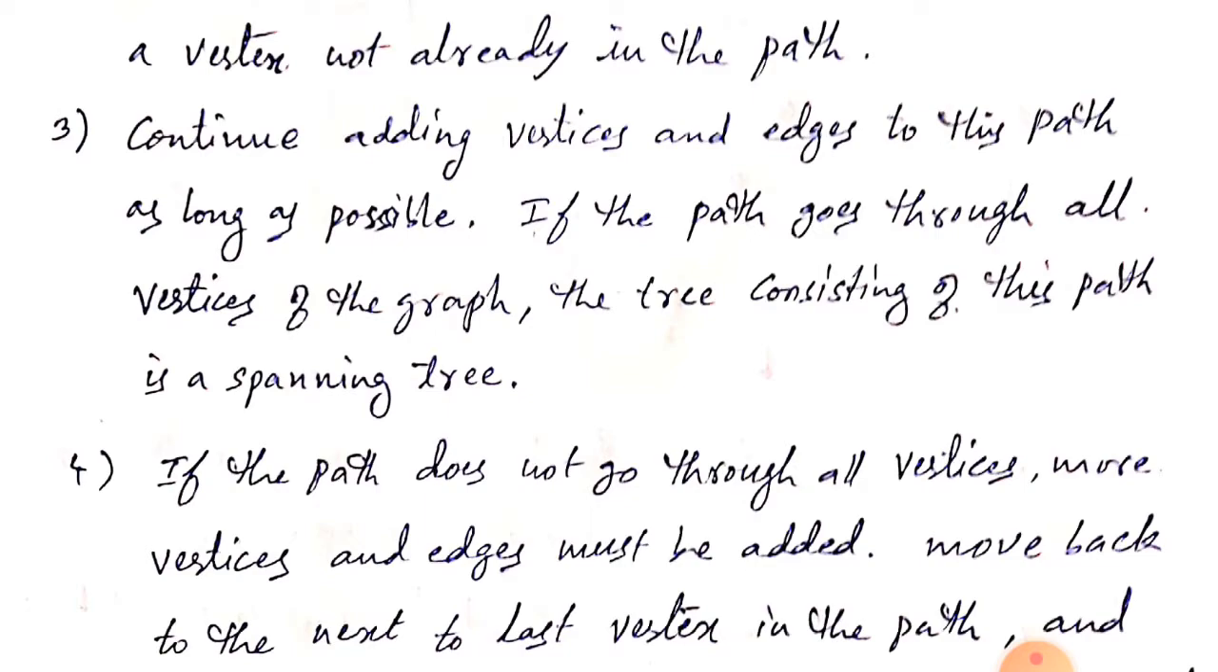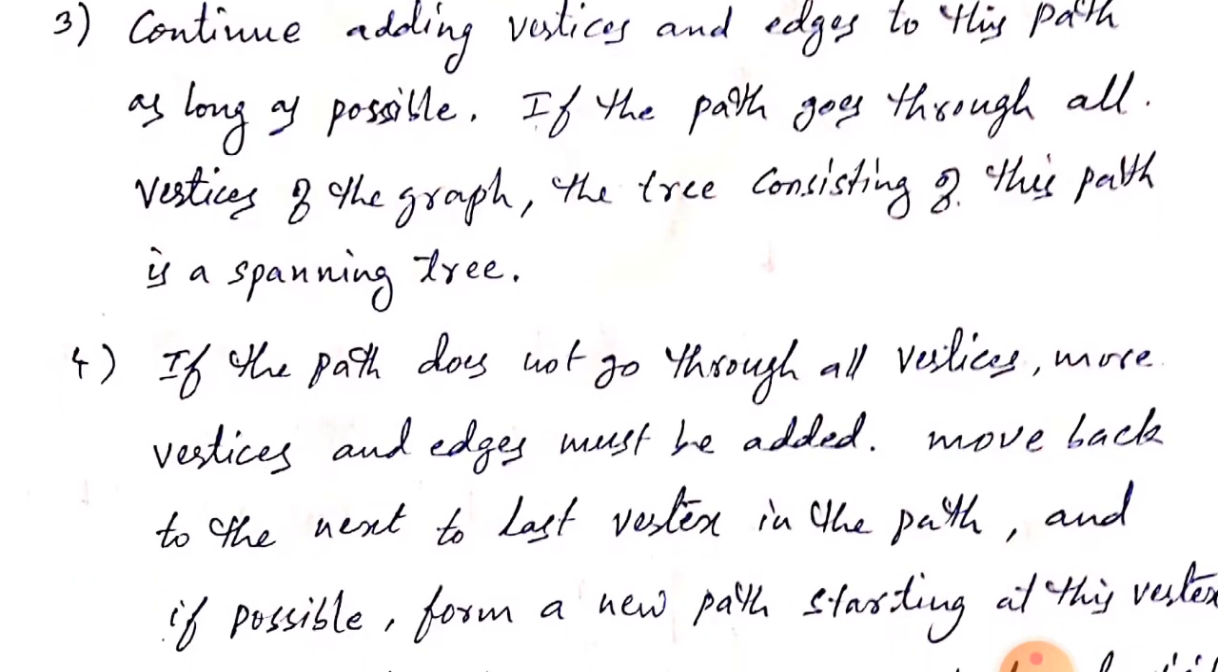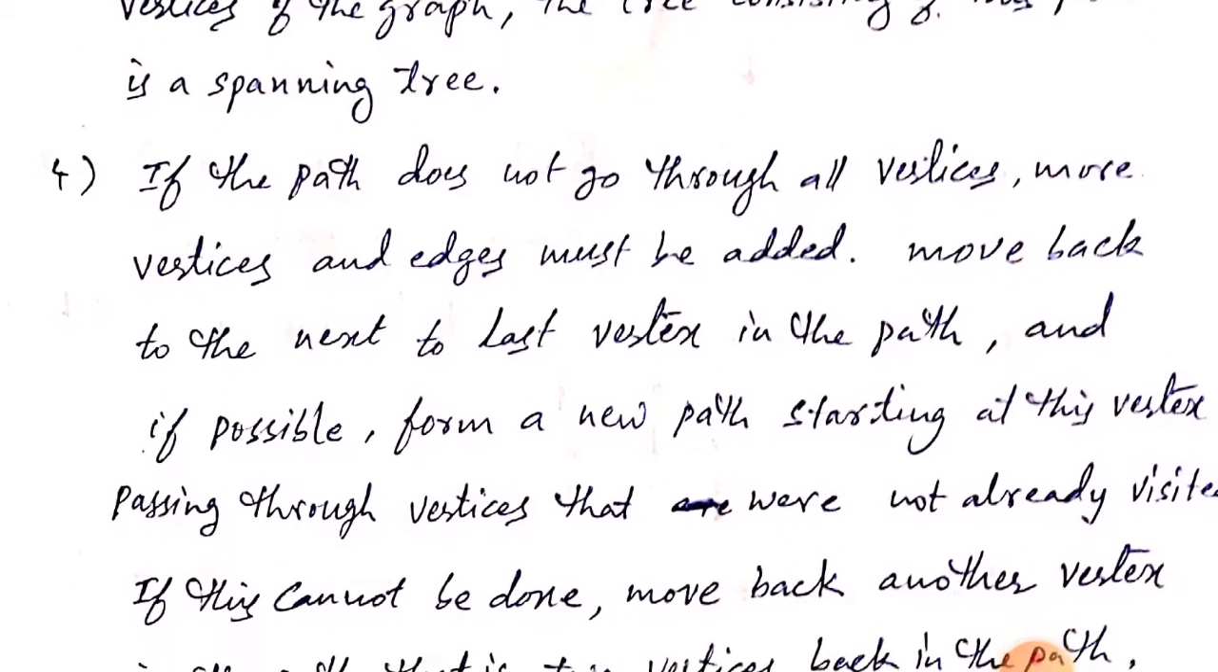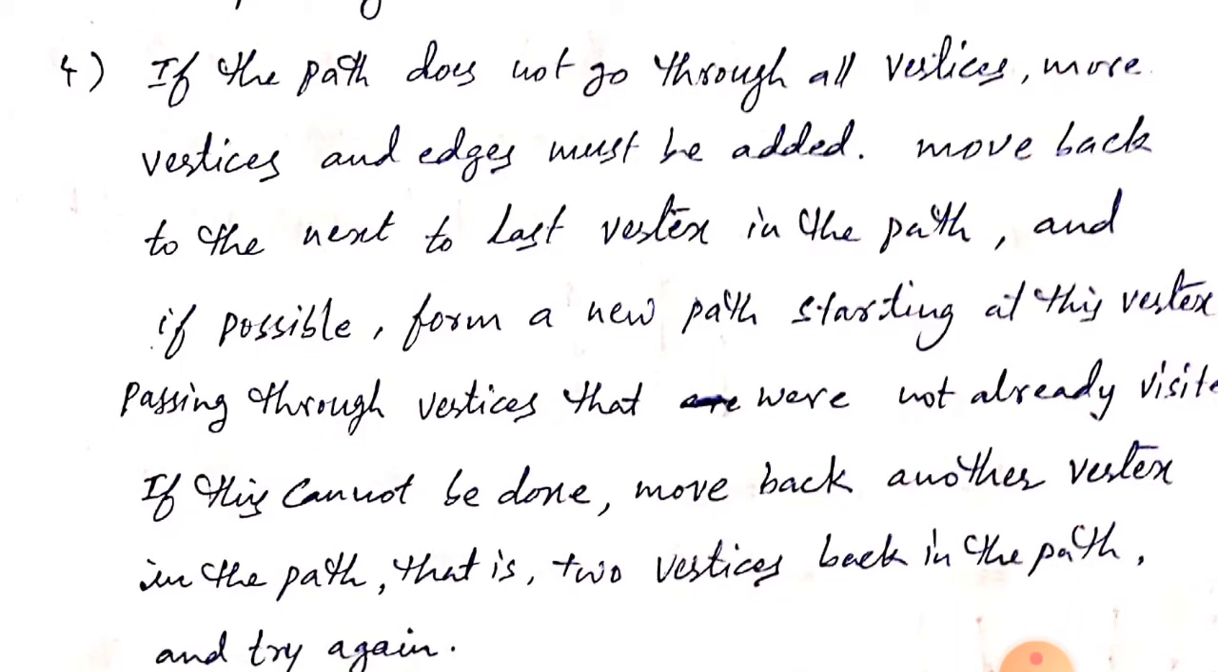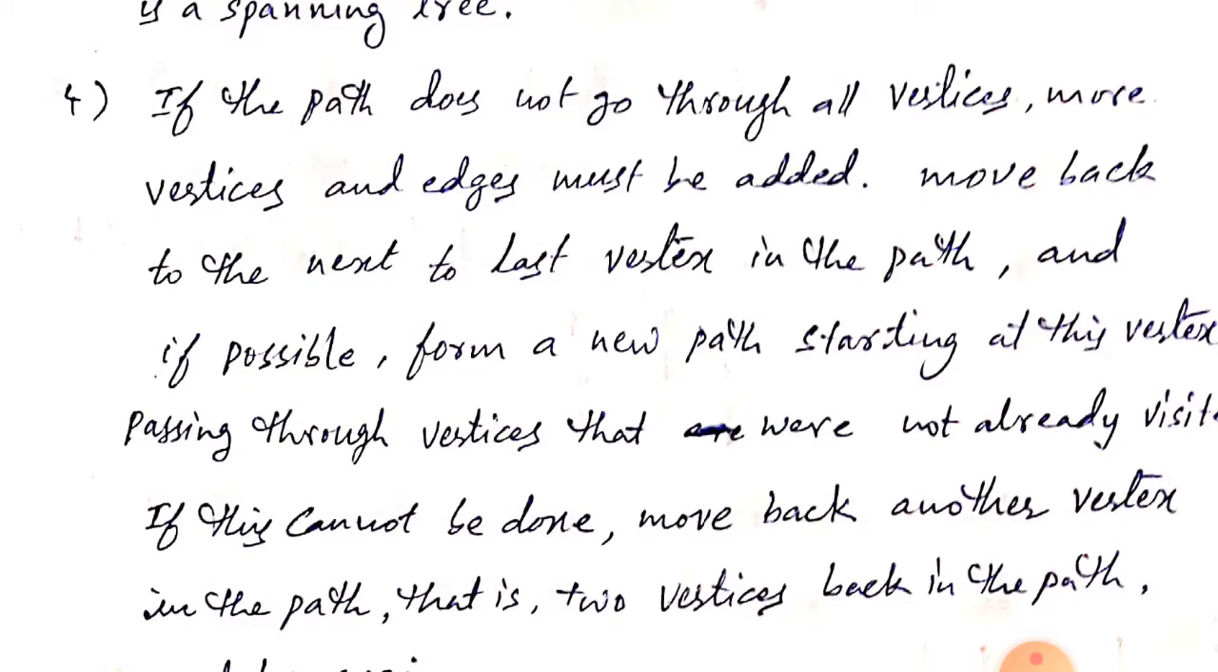If we are not getting all the vertices of the graph, then we will go to the next step, the fourth one. If the path does not go through all vertices, more vertices and edges must be added to this tree. So move back to the next to last vertex in the path. Whatever the last vertex visited, we have to move back one step. At that vertex, again, other paths we can add here.